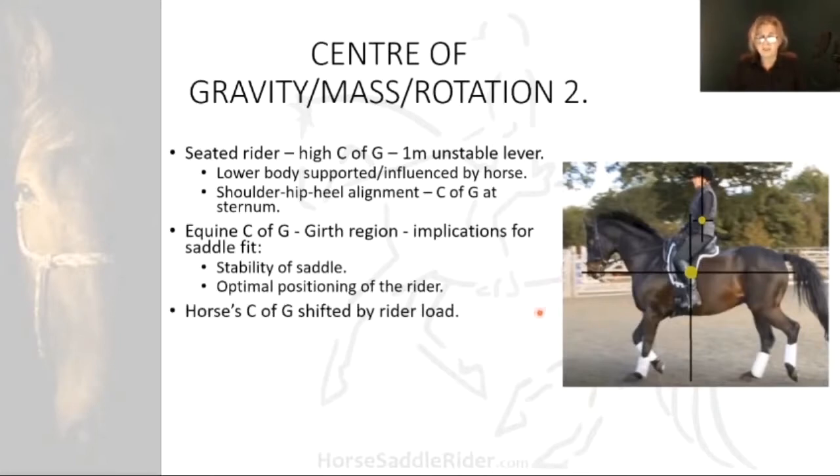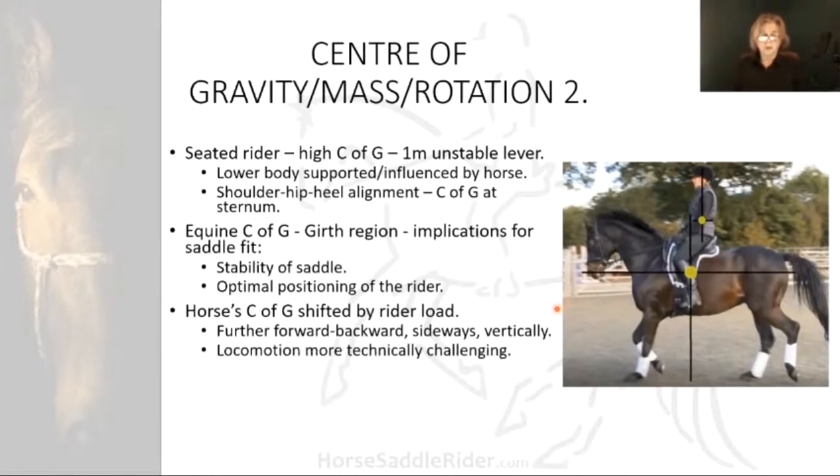The horse's centre of gravity is shifted by rider load. So think of young horses and how they can be more on the forehand, because naturally more weight is carried on the forehand. When we add a rider, we're really unbalancing the young, untrained horse. And this centre can be further forward or backward, usually forward, and it could be affected sideways by the rider as well as vertically. And locomotion is much more technically challenging for the horse who's just not used to carrying a rider.